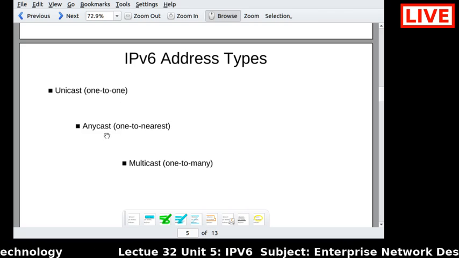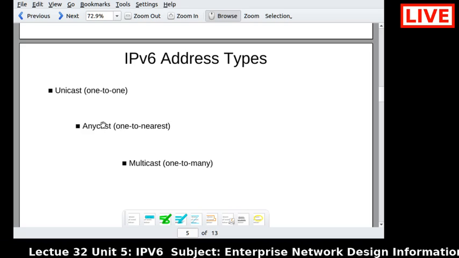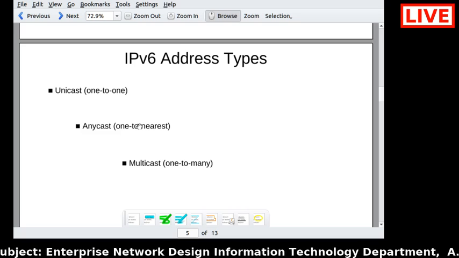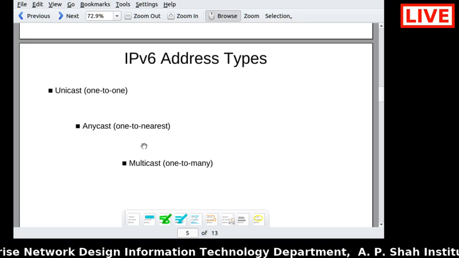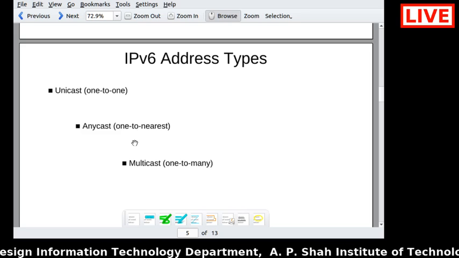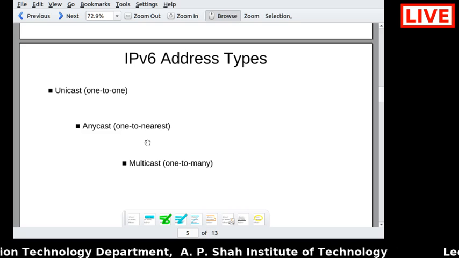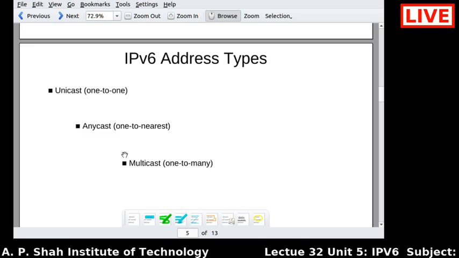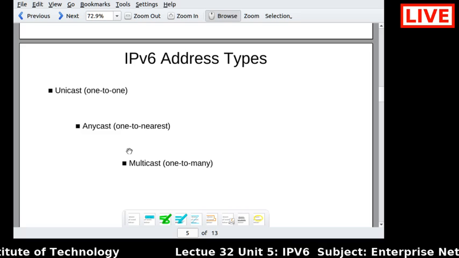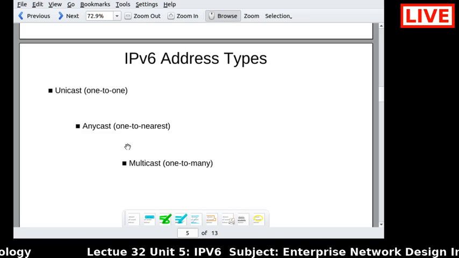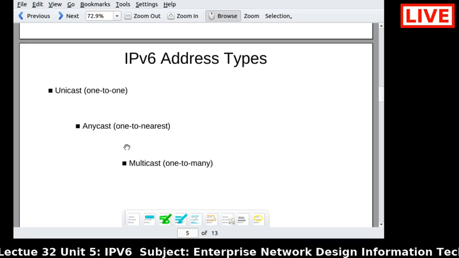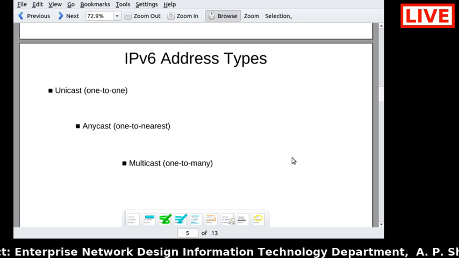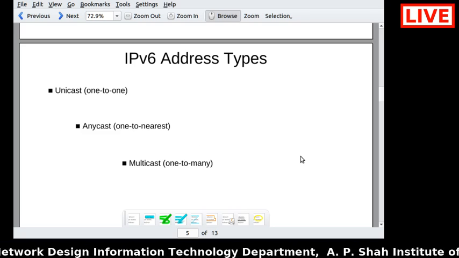Therefore all the nodes having the same anycast address should provide uniform service, and that must obviously be the case, because there will be communication with the nearest or close interfaces, and therefore it will also provide uniform services. So this is also a new type of address. This anycast address is not used as a source address of IPv6 packets, so you need to keep that in mind.